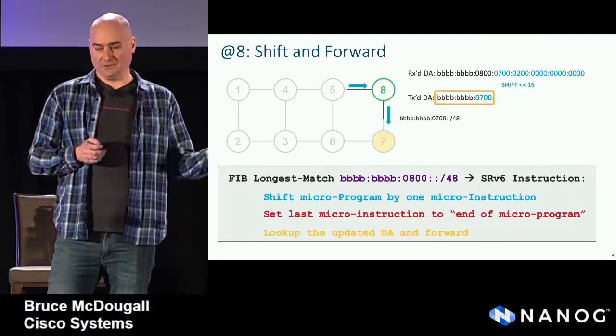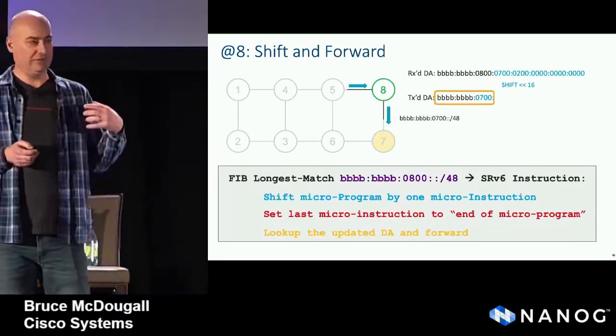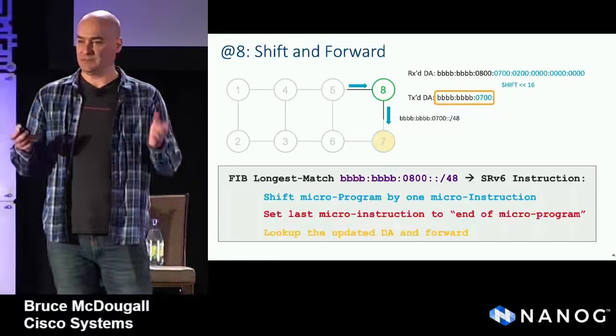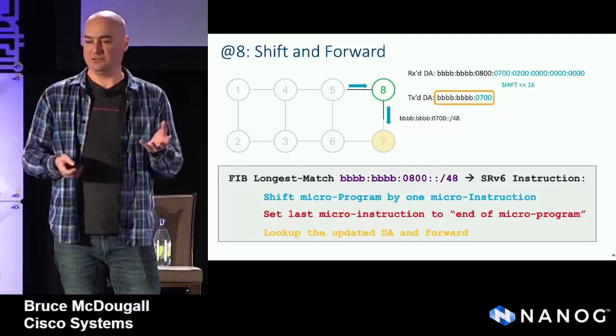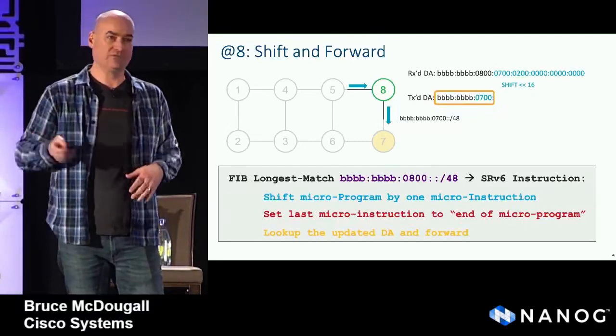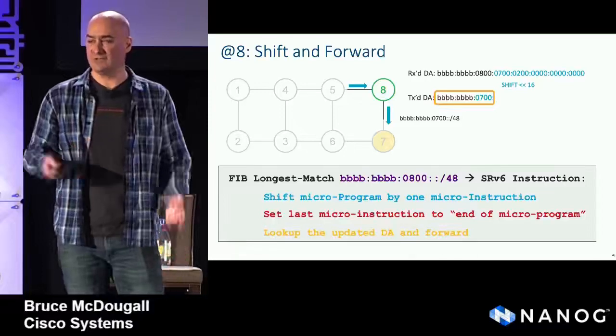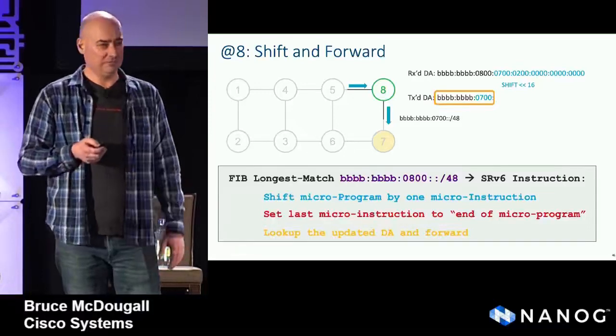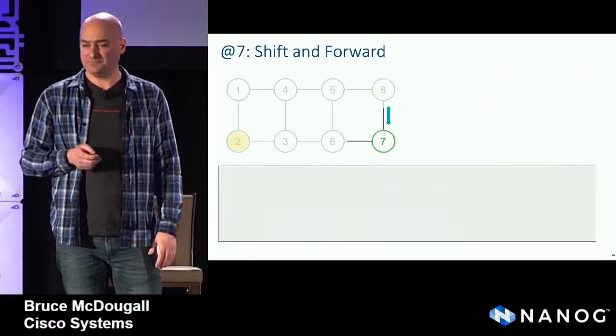So with that new address, our router simply does a lookup on the updated destination address, and it has a match for now the B block 0700/48 that it learned from a normal ISIS advertisement. And so it forwards to that address accordingly.